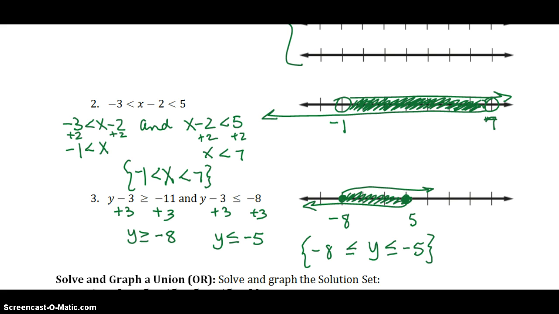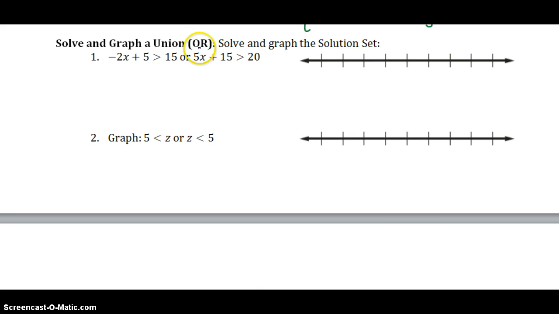All right, let's scroll down. All right, we're going to work a union problem where it's OR. So again, we're still solving our equations by subtracting 5 from both sides. So -2x is greater than 10. Divide by -2. Be careful, there's that negative sign again. So x is less than -5, so be careful.